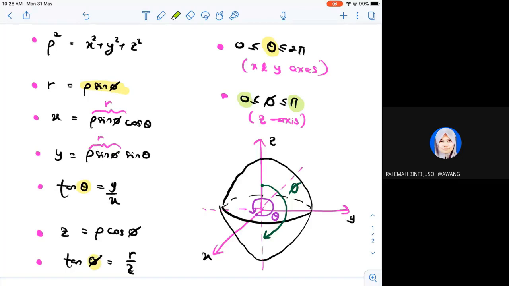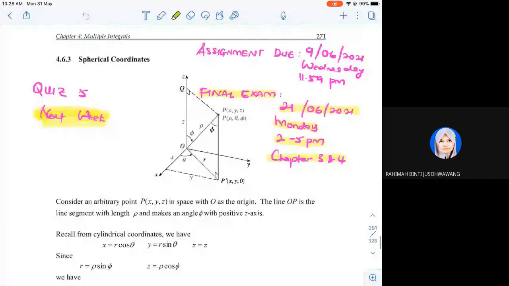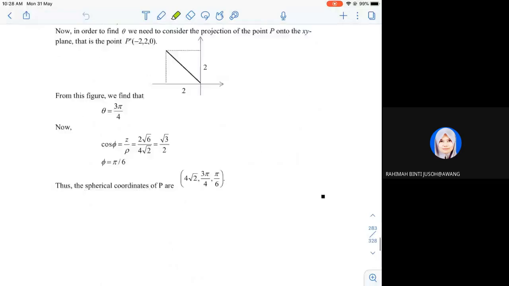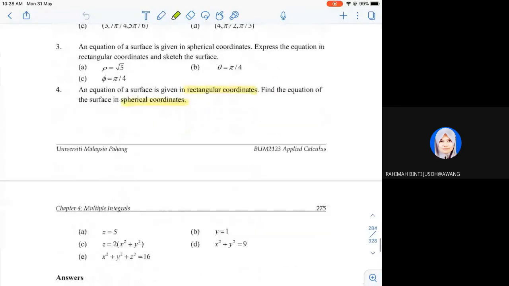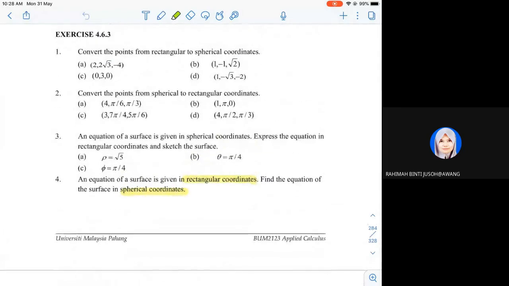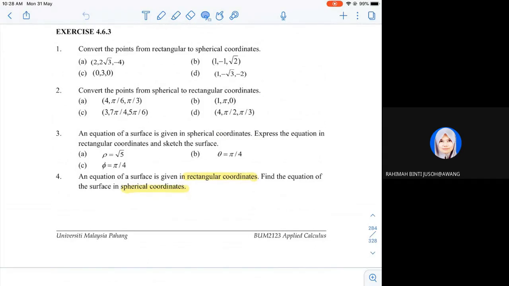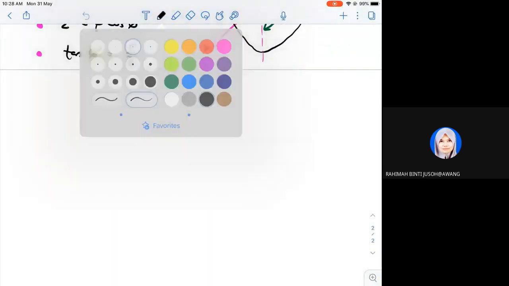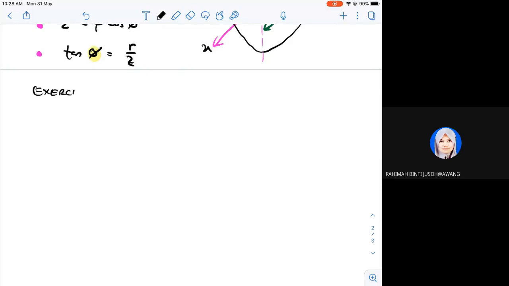Okay, so now let us take a look at exercise 4.6.3. We try to convert from rectangular to spherical coordinates first, so that you can have a clear view of spherical coordinates. Question number 1 and number 2 are quite straightforward, just substitute the formula. I'm going to solve question number 3.